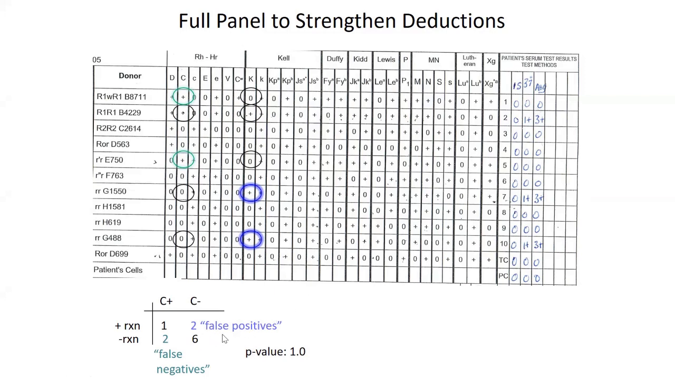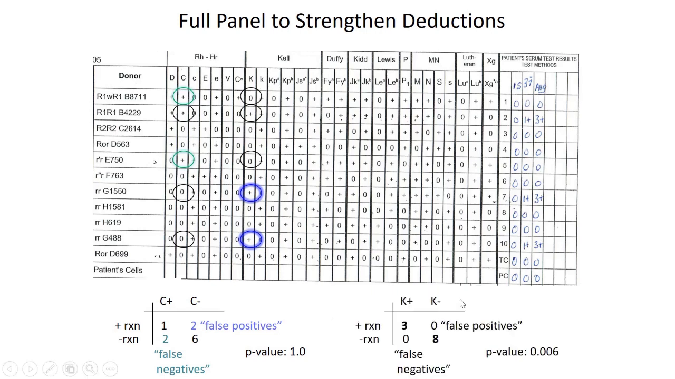The p-value for the hypothesis of an anti-big C is 1.0. There are 2 cells that are quote unquote false positive, where not having big C nevertheless produces a reaction. And conversely, 2 instances where you express the big C that a reaction is not witnessed, so false negatives. This blows the hypothesis apart.